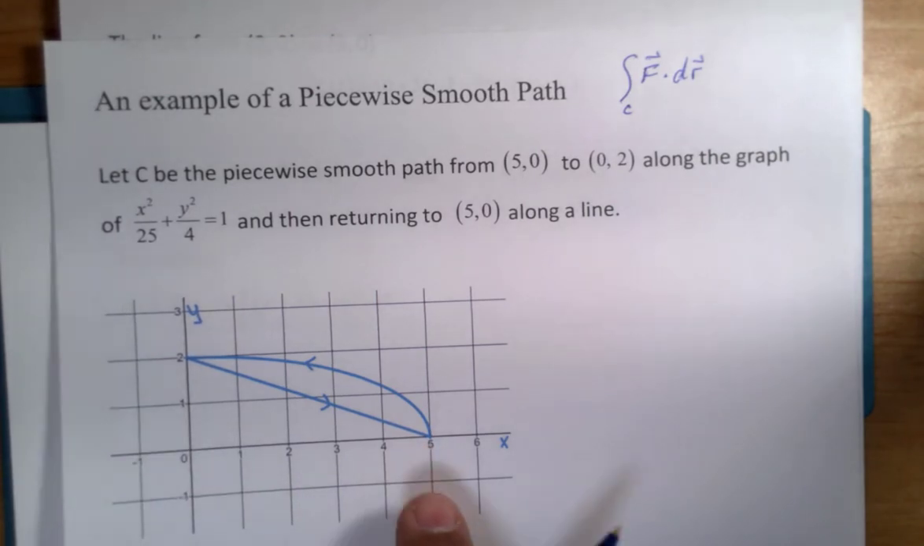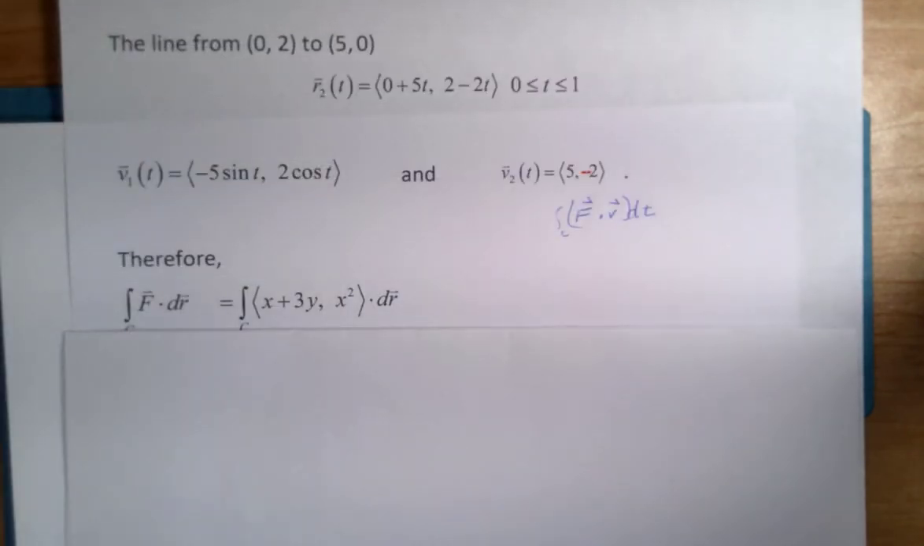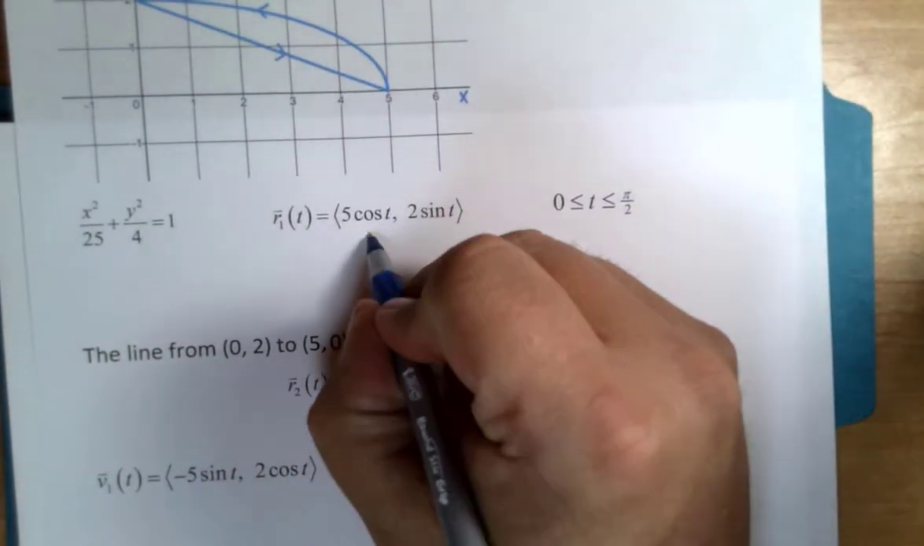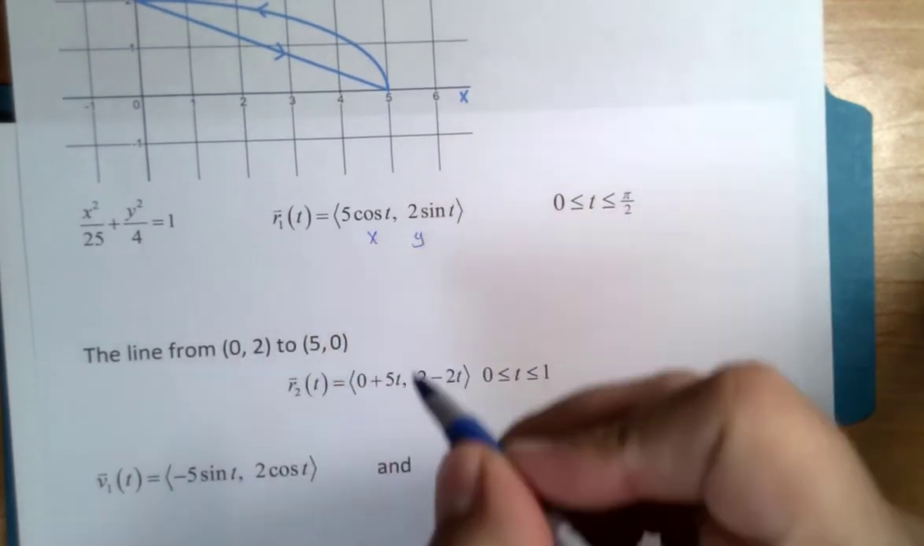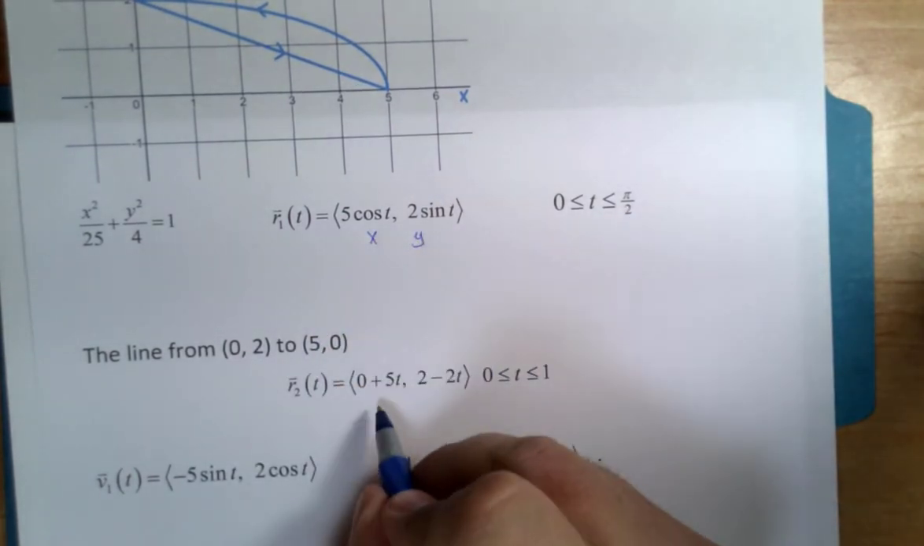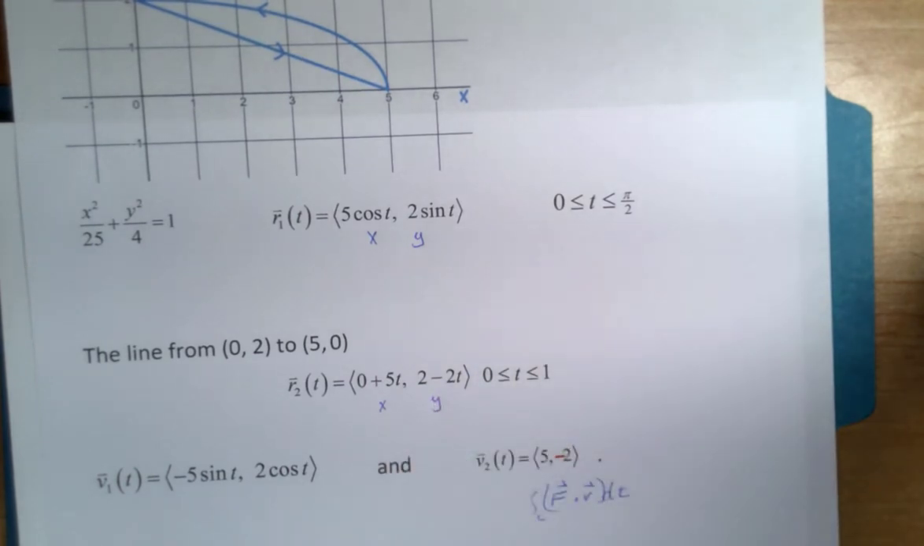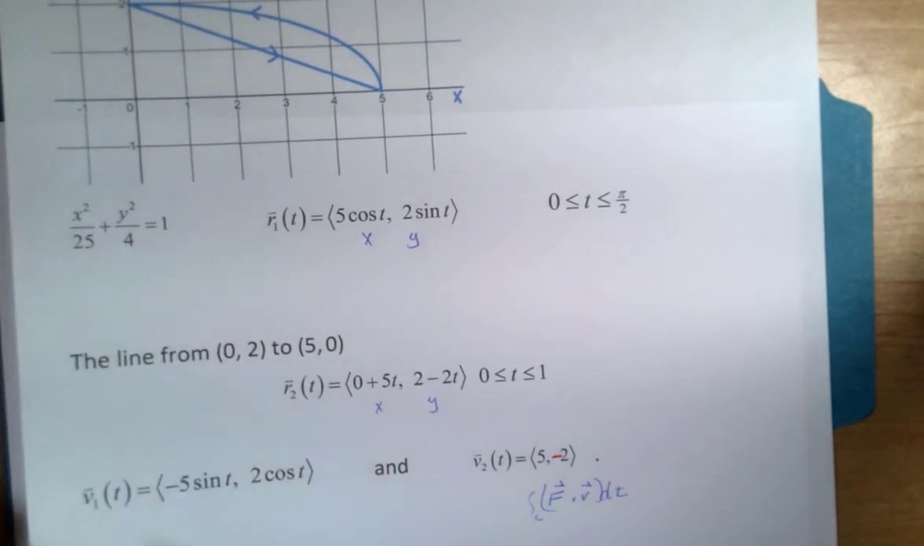Well, we have those functions. Here would be x and y as we travel along the ellipse, and here will be x and y as we travel along the line. And we have the velocity vectors for those.